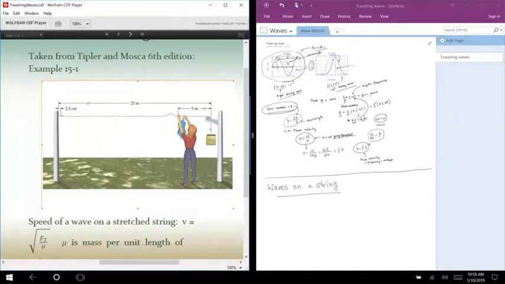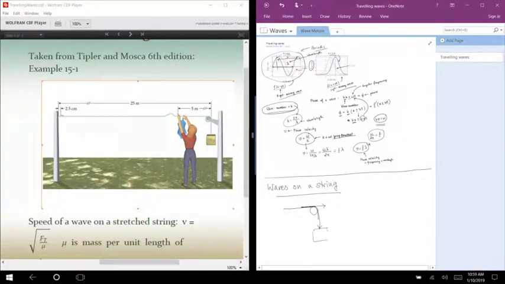In this picture, you see that the rope or the string on which the wave is going to travel is hung over here with a mass at the end. And so essentially, if I draw the string over here, there is a tension on the string. So the string is being pulled in this direction because of the presence of this mass.